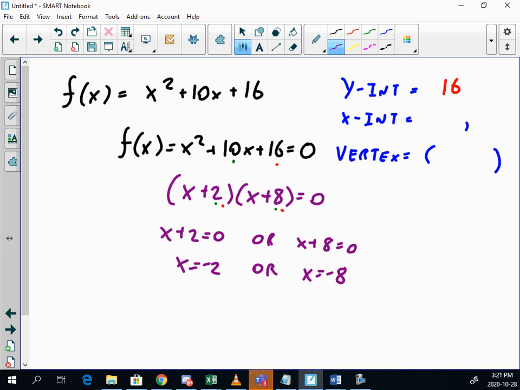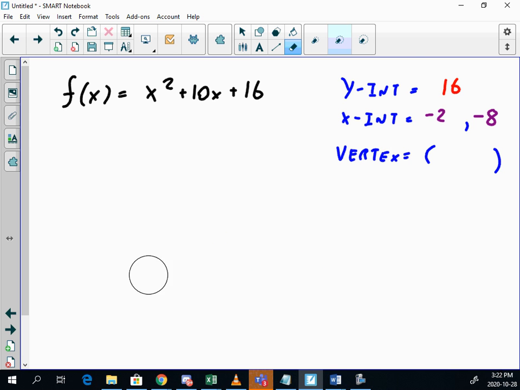So what are my x-intercepts? My x-intercepts are negative 2 and negative 8. Okay, we're getting somewhere. The only thing left to do now is to find that vertex. And I'm going to erase what I have, not because you should erase it from your page, but just to give myself some more room to work.